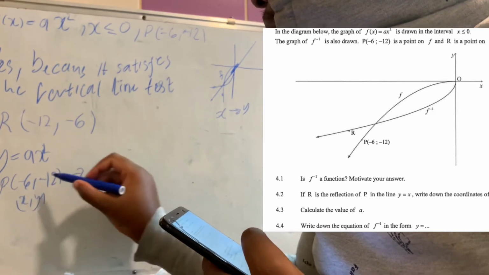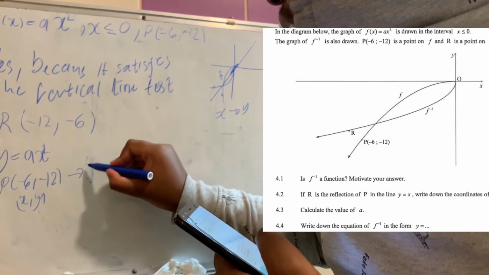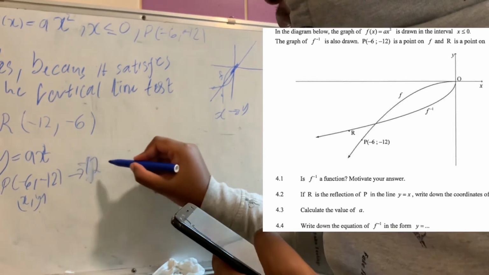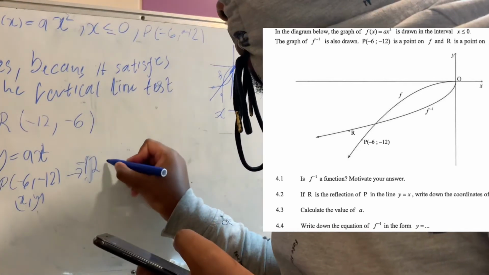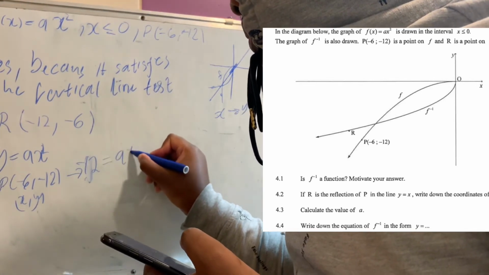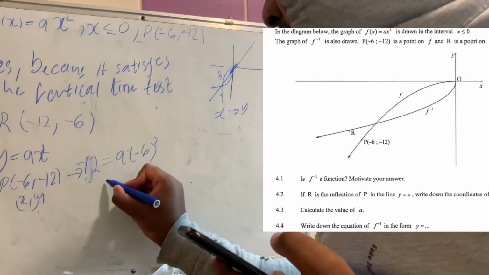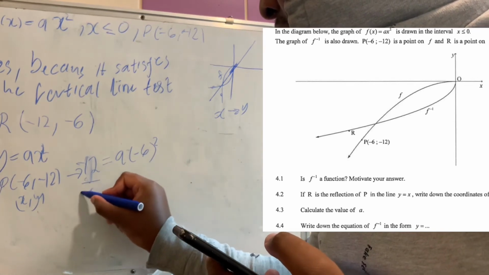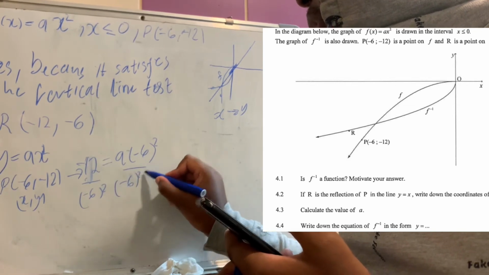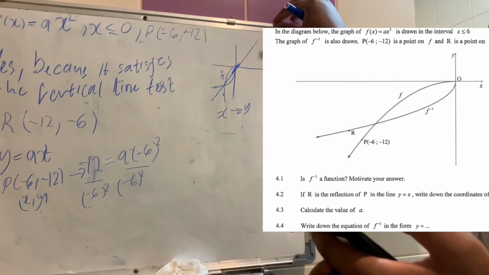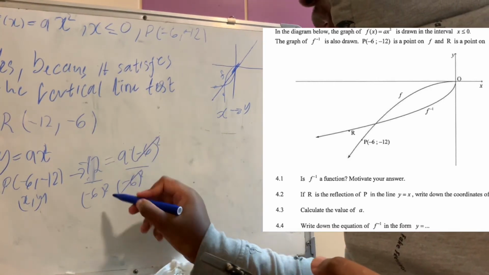Then you're going to say, for y we put minus 12, and for x we put minus 6, so it's a times minus 6 squared. But you want to solve for a, so you divide by minus 6 squared on both sides, because that's what you want. This one is going to cancel this one.